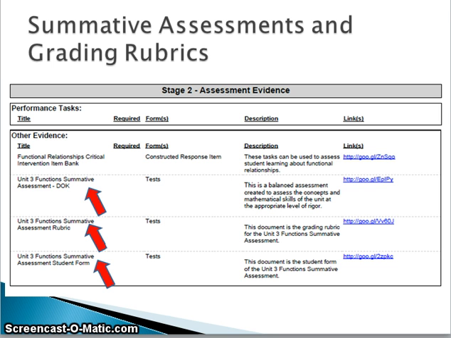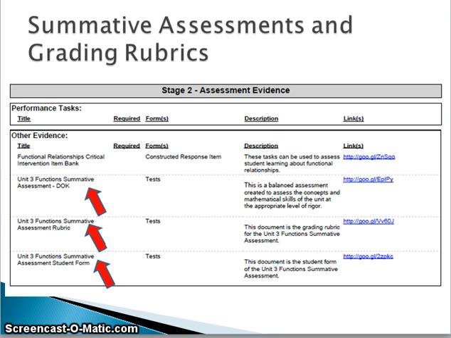Other evidence also includes common unit assessments that have been built as a component of the Middle School Math Initiative. Each unit assessment balances the number of questions that are depth of knowledge 1, 2, and 3, along with balancing the type of problem, including constructed response, short answer, and multiple choice. These assessments were created to assess the concepts and mathematical skills of the unit at the appropriate level of rigor. Three forms of the assessment are present in Stage 2.